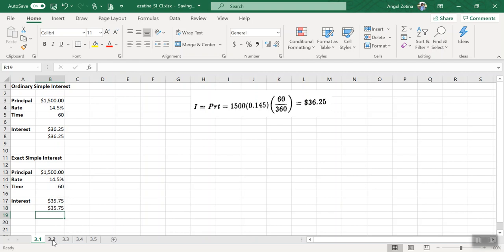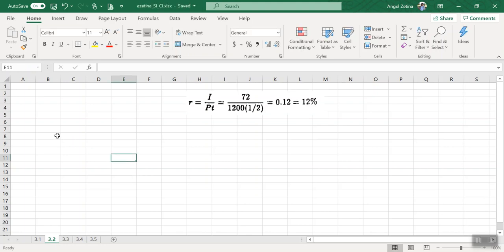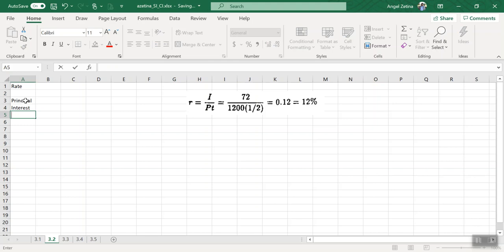Okay, let's move on to the next exercise, 3.2. In this case, we're calculating rate, so we have to look at the formula that we have and the information. So since we're looking for rate, we're going to label this as rate. We need to know the principal. Similarly, the interest in this case, and the time. Okay, that will give us the rate.